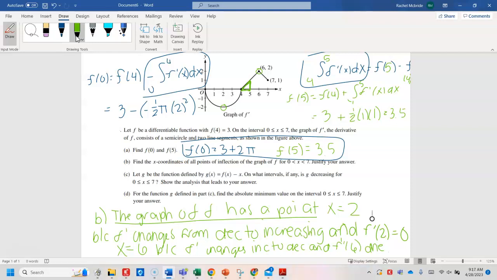You could earn 1 point if you only had 1 point of inflection. So if you only had x equals 2 because you didn't think 6 was one, you could have earned one of the 2 points.